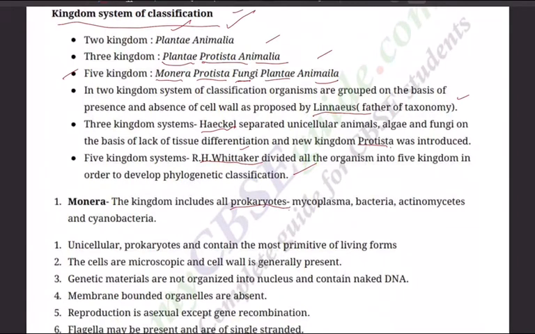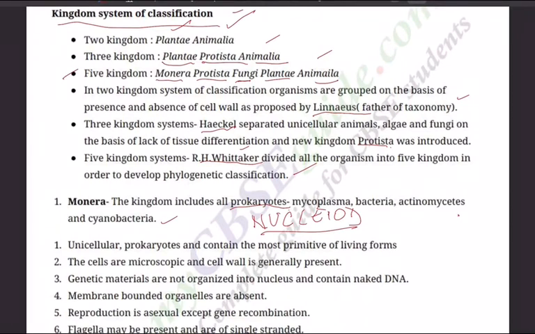What do you mean by prokaryotes? Pro means primitive. Karyotes, having karyon, nucleus, primitive nucleus. Instead of having a true nucleus, they will be having a small, inconspicuous one, nucleoid we say. Nucleoid, it is not nucleus, nucleoid. So mycoplasma, bacteria, actinomycetes and cyanobacteria, all these come under Monera.